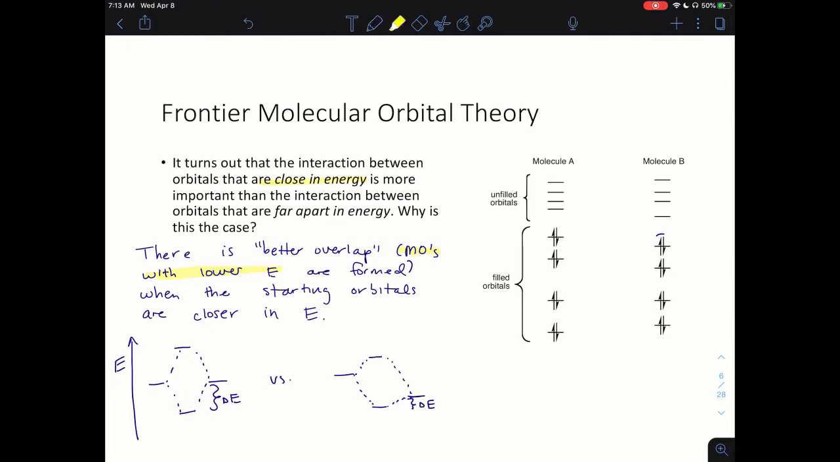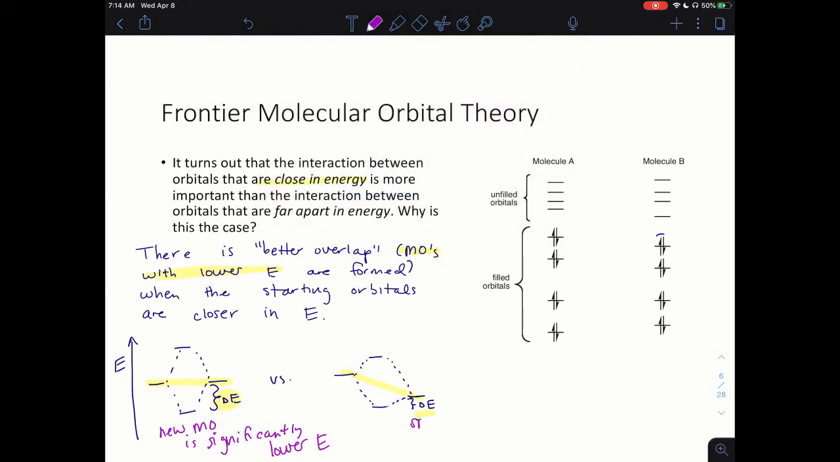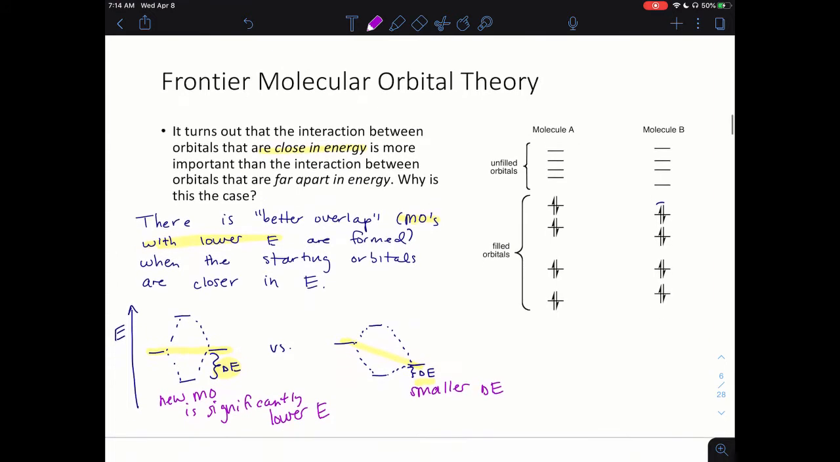So when we start out with the two orbitals close in energy, we get a big stabilization in the new MO. So the new molecular orbital is significantly lower in energy, which is just not the case when you start out with a bigger difference. In this case, the energy difference is big, and we get a smaller stabilization in that molecular orbital. So that's really good news for us.